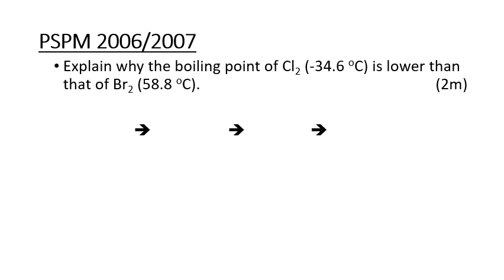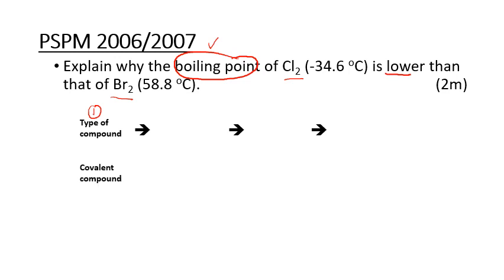Let's look at one PSVM question. Explain why the boiling point of chlorine is lower than bromine. If the question asks us about the boiling point, there are a few steps that you have to follow. First step, we are going to identify the type of compound. Both chlorine and bromine, as we know, are elements from group 17, the halogens. So they are going to form covalent compounds.